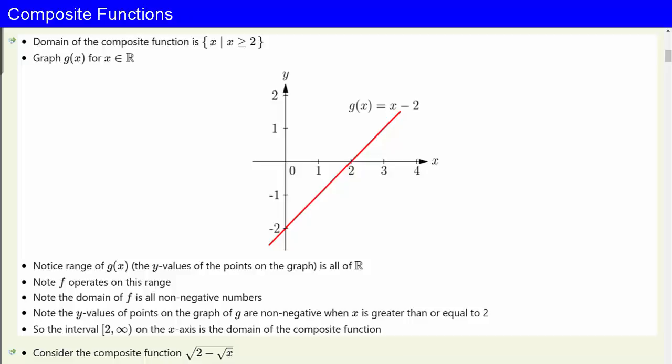So, and this is the important part, we must restrict the domain of the first function g so that its range is only the non-negative values. From the graph, you can see that the y values of points on the graph of g are non-negative when x is greater than or equal to 2. So the interval 2 to infinity on the x-axis is the domain of the composite function.